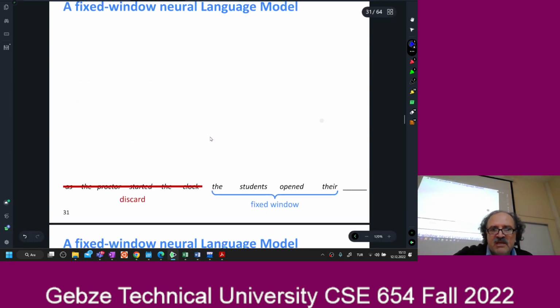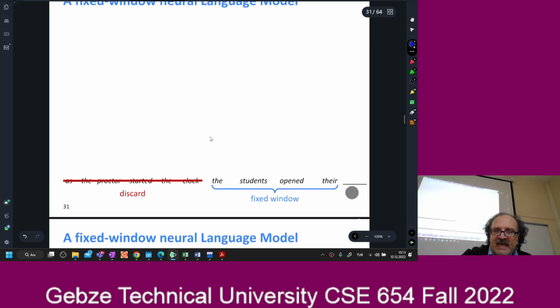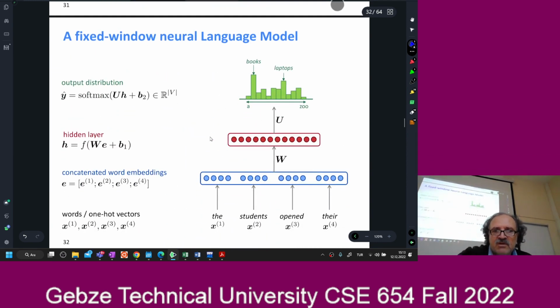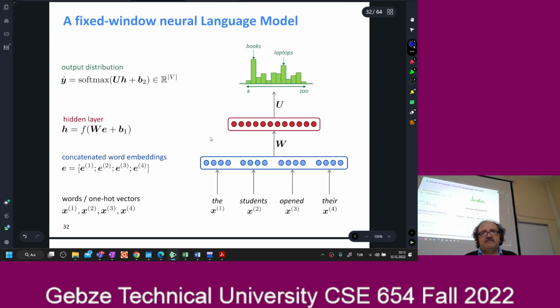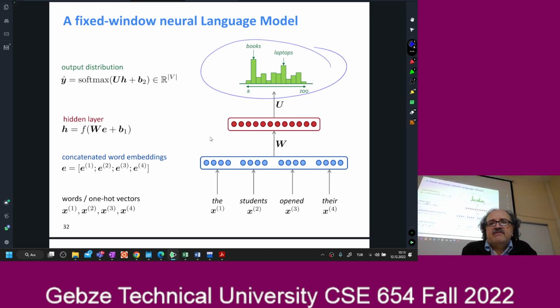We are going to take these words: the students open there, and we would like our network to guess the next word. So this is what we are going to do. This one is a 40,000-dimensional binary vector. Okay, it's a one-hot vector.